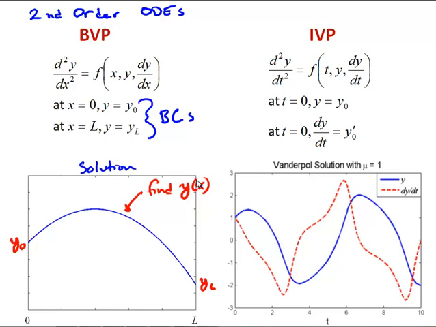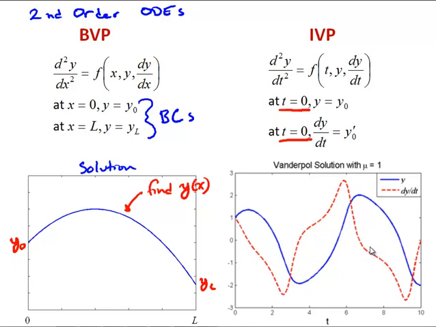So in contrast, what we've been looking at so far in the class is initial value problems, again, usually expressed in terms of time. So the second derivative of y with respect to t is equal to some function of t, y and dy/dt. And the key difference here is that both of our conditions are given at t equals 0. We know y and we also know dy/dt, the value of the slope, at t equals 0. And then we can just step forward in time.